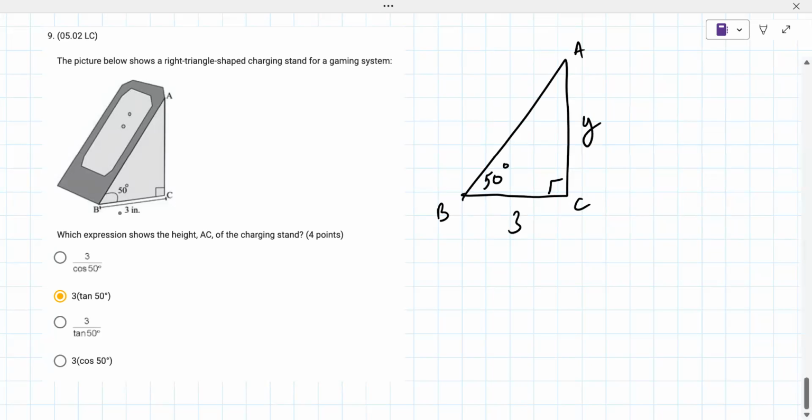So just like before, you've got to figure out, well, what trig function am I using? And it is tangent. Tangent of 50 is Y over 3. So you can see pretty clearly it's either the second or the third. And looks like you've got it correct there. Perfect.